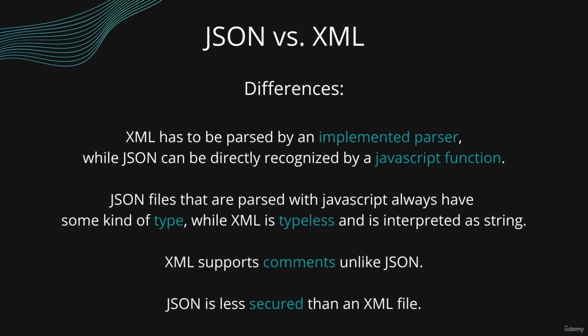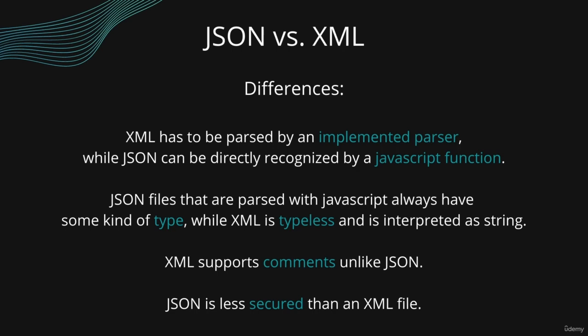JSON in that regard. Now, another key difference between these two might be that JSON objects that are parsed with JavaScript always have some kind of types, either a string, a number, array, or boolean, whereas the XML data is typeless and should be string. Also, XML supports comments, while JSON does not support any kinds of comments. If you maybe read some JSON files, you saw that there were absolutely no comments there.